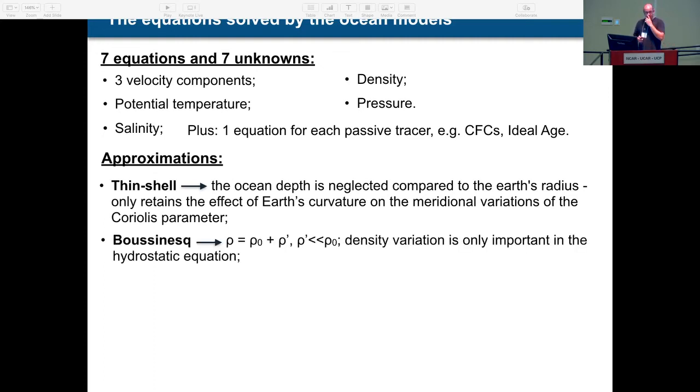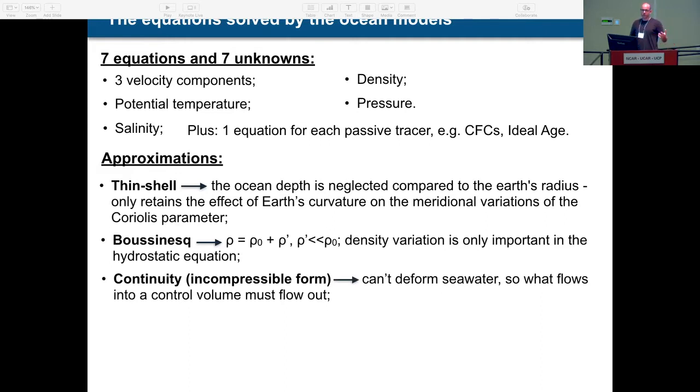The Boussinesq approximation, which is a big deal: basically the changes in the density in the ocean are very small when compared to the mean density. And that's what is given here. So you can approximate rho as rho null plus rho prime, where rho prime is much smaller than rho null. Therefore, everywhere in the equations, but in the hydrostatic approximation, we can replace rho by rho null.